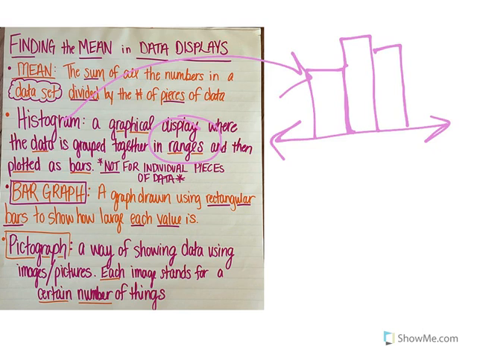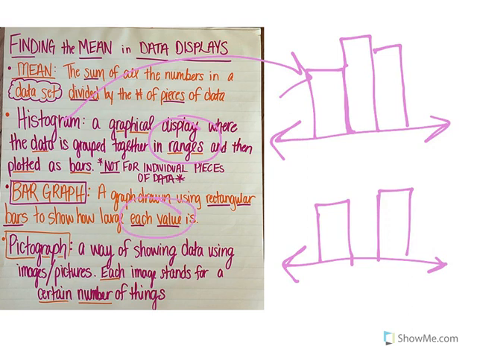A bar graph is a graph using rectangular bars to show how large each value is. So if we're looking at a bar graph, there is space in between because we are talking about individual values for each bar. Then we looked at pictographs, which is a way of showing data using images or pictures.